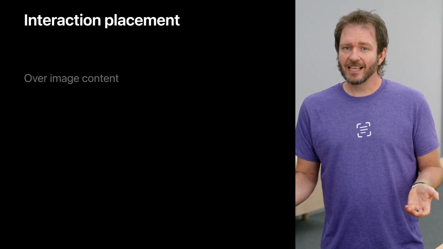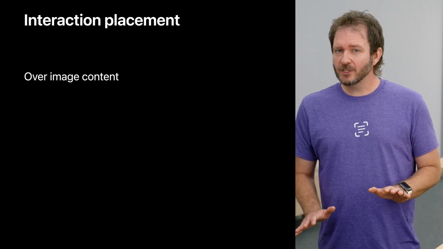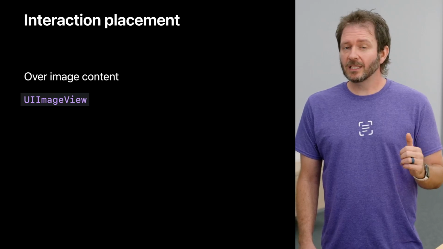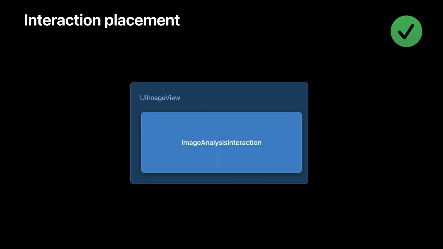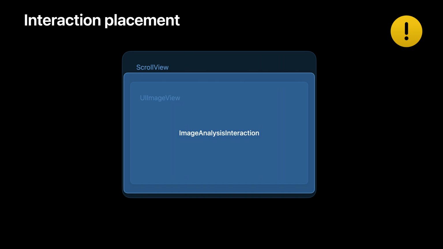Another question you may have when adopting Live Text may be, where is the best place to put this interaction? Ideally, Live Text interactions are placed directly on the view that hosts your image content. As mentioned before, UIImageView will handle the contentsRect calculations for you, and while not necessary, is preferred. If you are using UIImageView, just set the interaction on the image view and VisionKit will handle the rest. However, if your image view is located inside of a scroll view, you may be tempted to place the interaction on the scroll view. However, this is not recommended and could be difficult to manage as it will have a continually changing contentsRect.